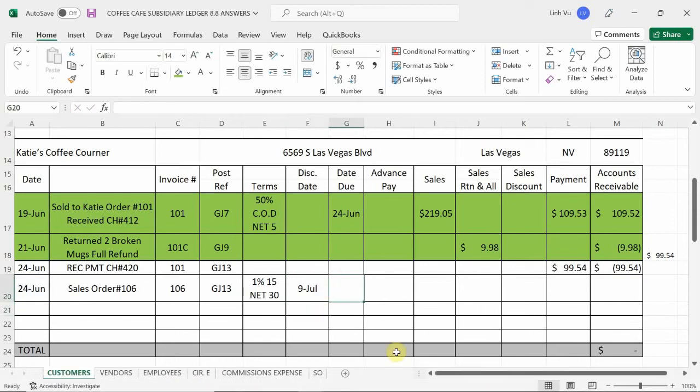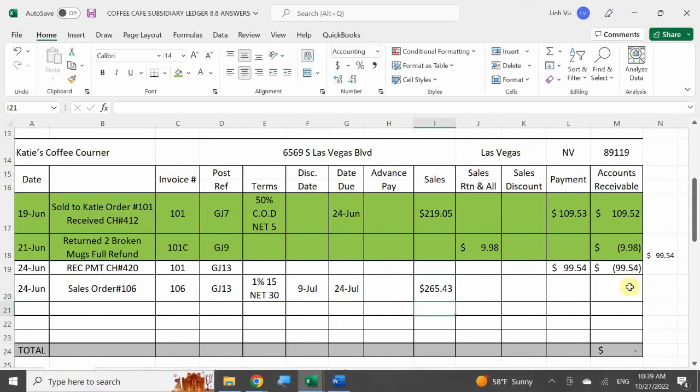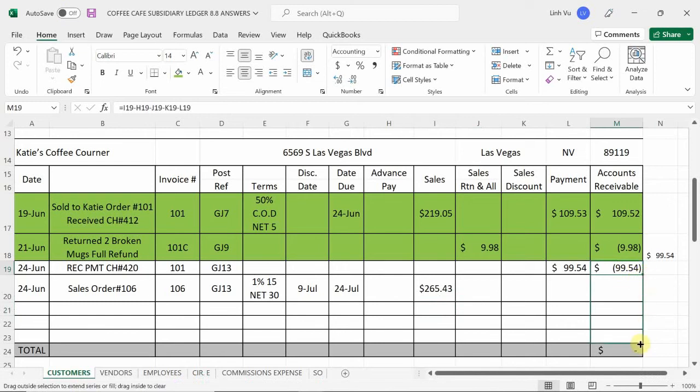If not, then the bill is due in 30 days from now. So 30 days, not after the discount date, but after receiving the bill. So what's 30 days upon receiving the bill? Okay, it'll be July 24th. Good. And then how much does she owe? 265.43. So if you pull down your formula, Katie owes us another $265.43.